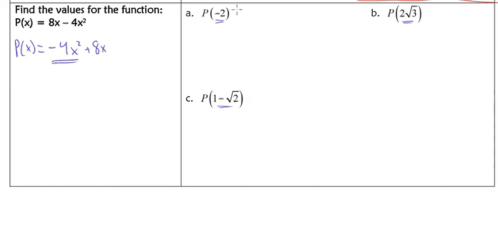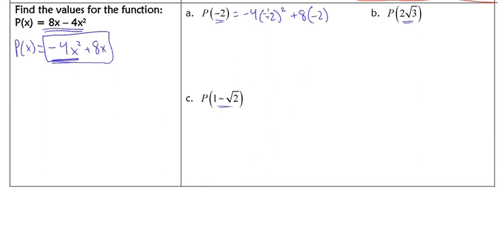Let's do this. So p of -2 is going to be equal to -4 times -2 squared. I'm just taking that term and rewriting all this, but plugging in for our x values. If you had just written this, you'll get the exact same result. But -4 times -2 squared, and then plus 8 times whatever our x is, which is -2.